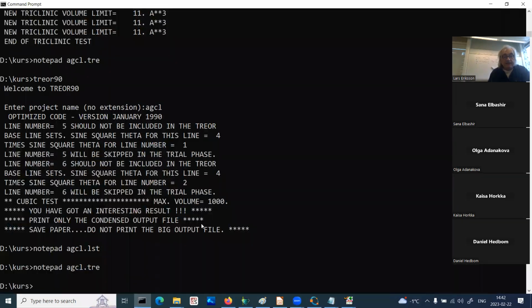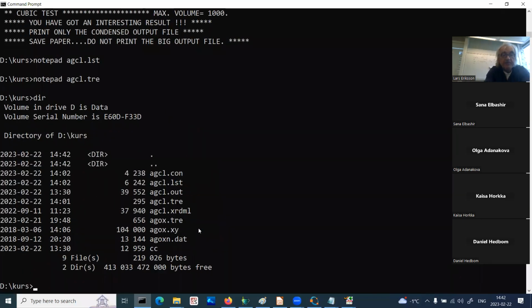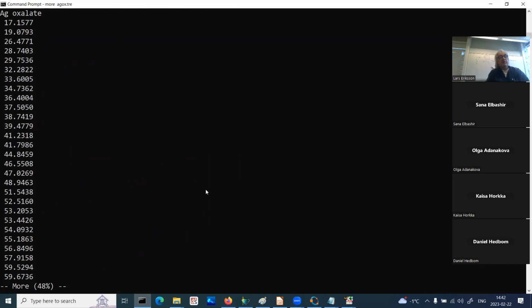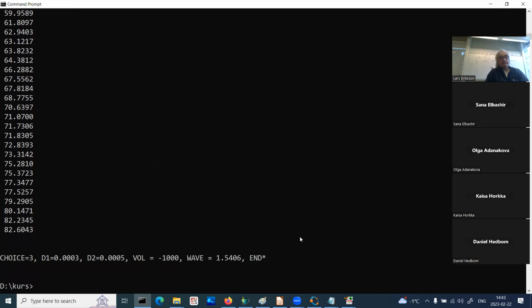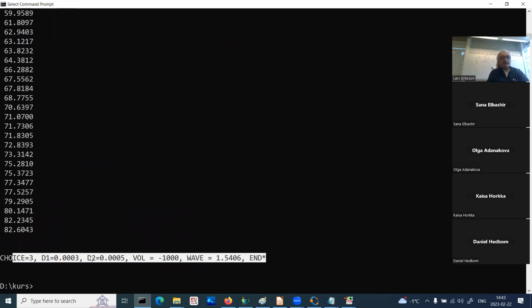So let us see if we can index this file. If we look at the file AGOX.3, we will see a considerably larger number of peak data. I was fiddling around yesterday with this and came to the conclusion that perhaps we need to edit some D1 and D2 limits also.